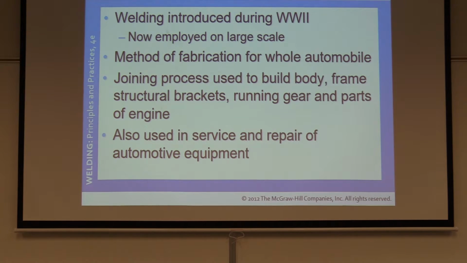Okay, we're flipping now to page 16. We're underneath the automotive section, second paragraph down. Welding is the method of fabrication for the whole automobile. It's the joining process used to build the body frame, structural brackets, much of the running gear, parts of the engine. Welding also is a necessary process in the service and repair of automotive equipment. Yeah, there's some nuts and bolts on it, and they do go together. However, a big portion of the panels are welded together in different fashions using different processes as well. Okay?